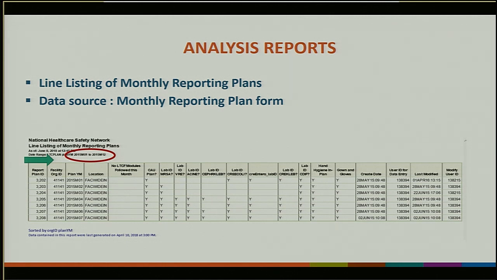Common errors in the survey include your CDI reporting plan was missing for 1 or more months. Incorrect organism was selected for surveillance. So example here, we have some that are missing. It's very obvious that we are missing some Ys.